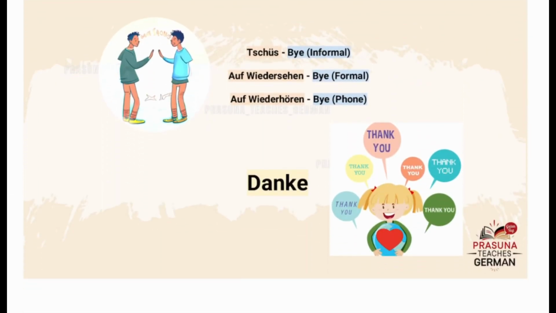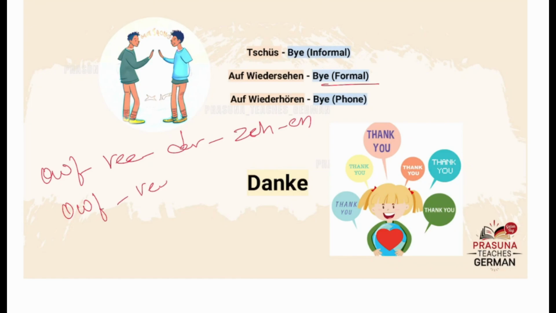Now, how can we express bye in German? We can express bye in three ways. The one is a formal bye, an informal bye and the phone bye. How can we say informal bye? It's simply Tschüss. And how can I say formal bye? It goes with Auf Wiedersehen, or Auf Wiederhören. Auf Wiedersehen. Auf Wiederhören. How can I say simply thank you? It is Danke. Very mild sound, Danke. Tschüss. Auf Wiedersehen. Auf Wiederhören.